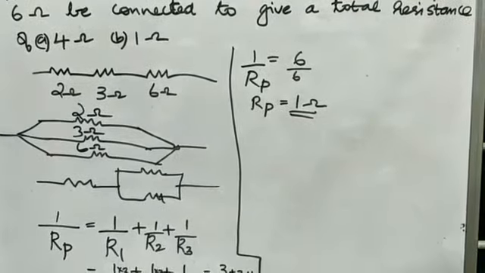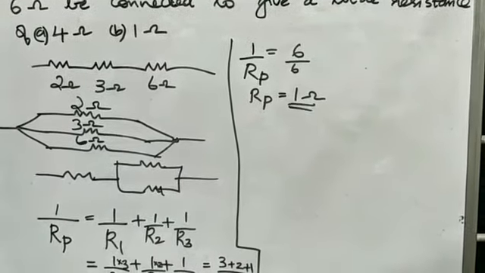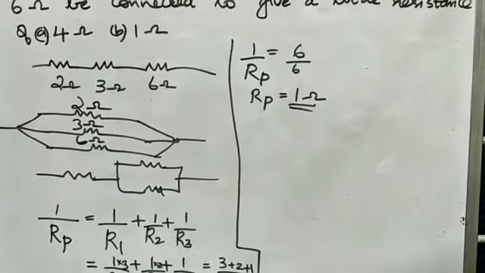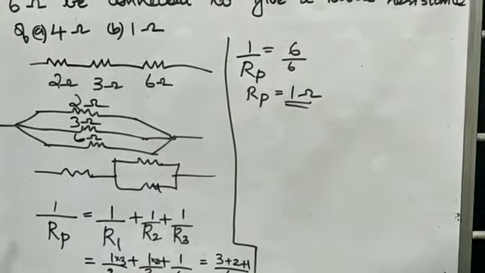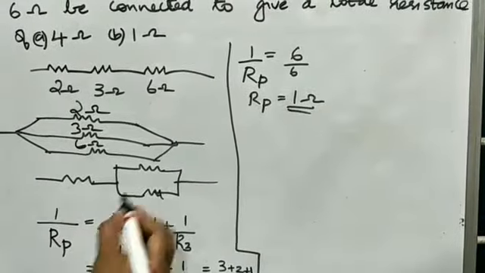Now we can see how will be the effective resistance when we are connecting two in parallel and one in series. And you have to be very careful about the combination you have to see here. You have to first take 3 ohm and 6 ohm in parallel. And to this combination, you have to take the other resistor 2 ohm in series.